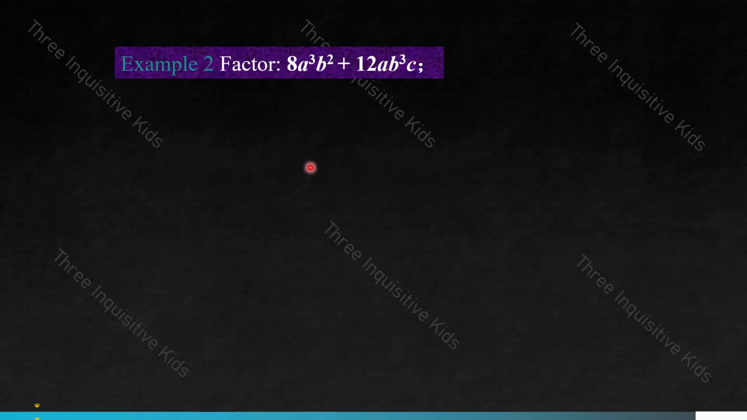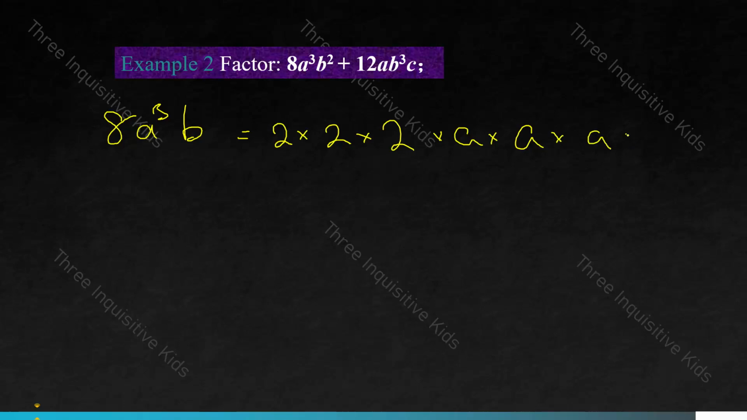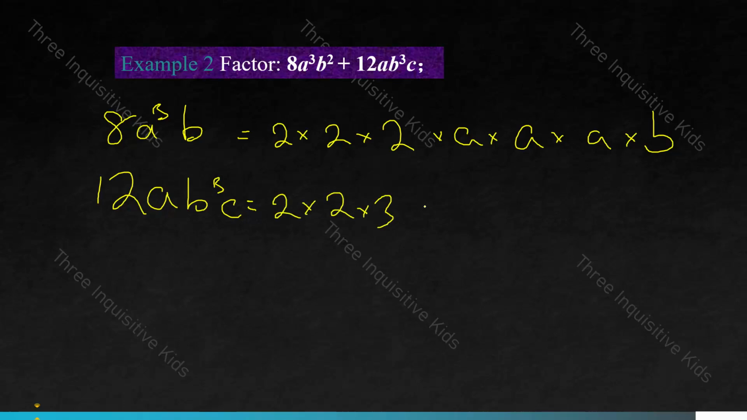Factor 8a cubed b squared plus 12ab cubed c. All right, so did you expand? Let's first expand both of these terms. We have our first term, which is equal to 2 times 2 times 2 times a times a times a times b times b. And our second term, 12ab cubed c, is equal to 2 times 2 times 3 times a times b times b times b times c.